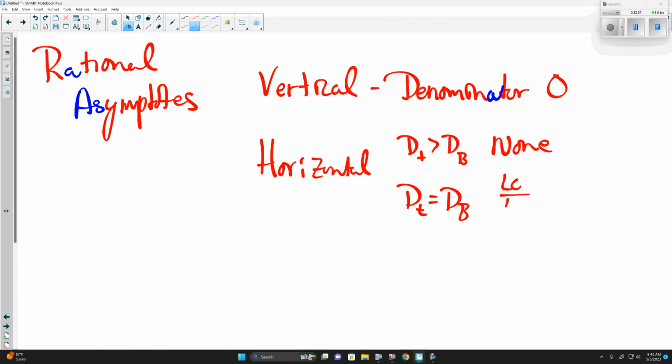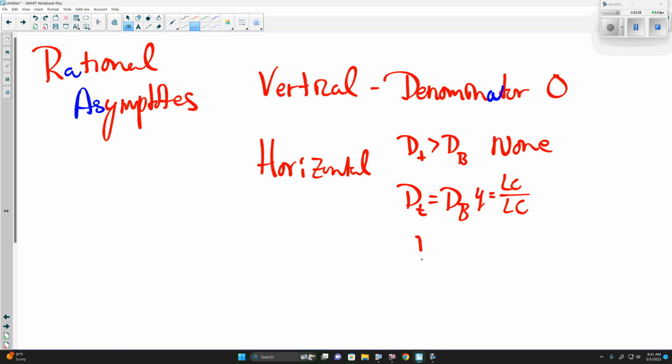If the degree of the top is equal to the degree of the bottom, it's the leading coefficient over the leading coefficient: the number in front of the variable with the biggest exponent divided by the number in front with the biggest exponent. We could say y equals leading coefficient over leading coefficient. It's going to be a horizontal line wherever those two are divided. So if the top was 5x cubed and the denominator was 6x cubed, the horizontal asymptote would be 5 over 6.